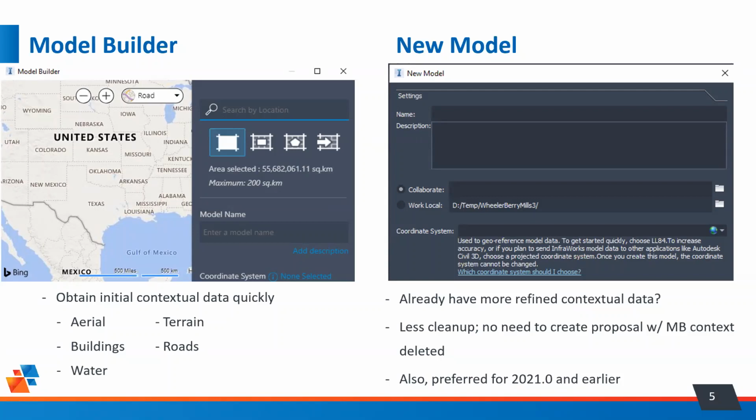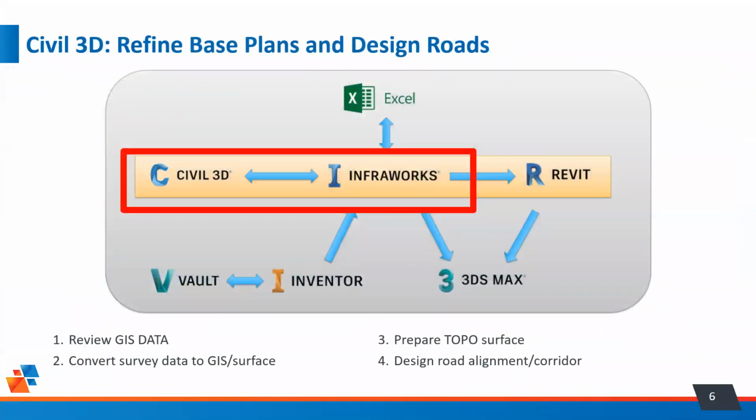Now, as of the 2021.1 update, they've addressed that. So now we can create Model Builder models in any coordinate system of your choice. So you get the best of both worlds. Now, Civil 3D gets involved in four broad areas. One, reviewing GIS data. Two, converting survey data into GIS and surface refinements. Number three, preparing a topographic surface. And number four, designing road alignments and corridors.